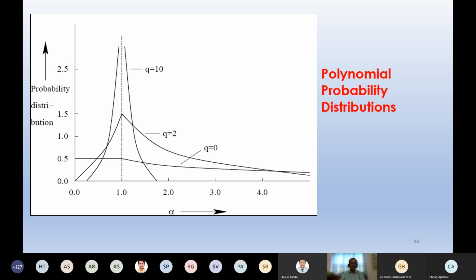Now remember one thing, this is nothing but a probability distribution. And as it is a probability distribution, what is the area under this particular probability distribution?